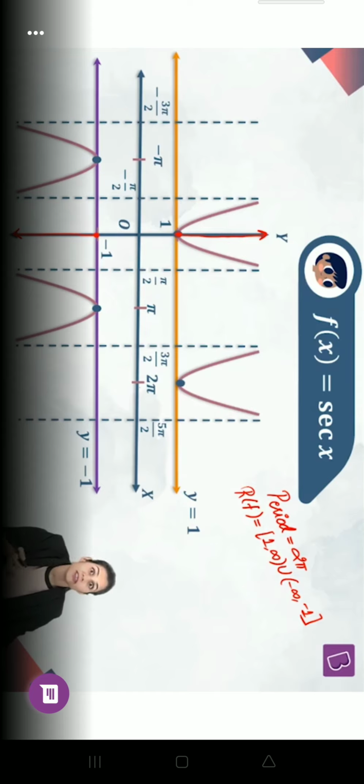Also, exact same is the graph in this interval minus pi to 0, which is also an interval of length pi. Exact same will be the graph in the immediate previous interval of length pi, minus 2 pi to minus pi, and hence similarly in minus 3 pi to minus 2 pi, and so on.